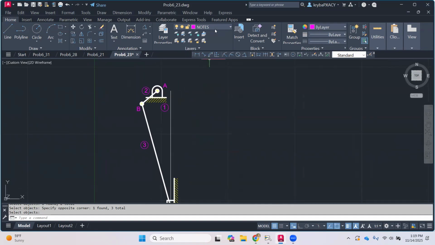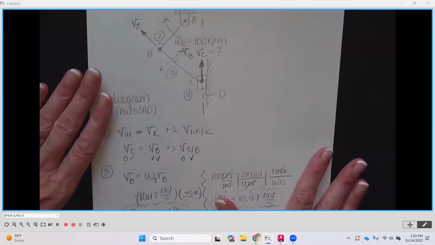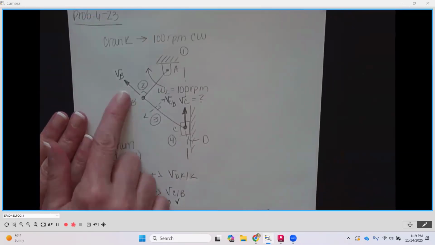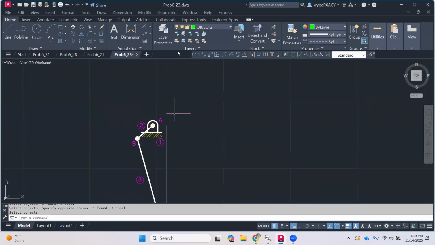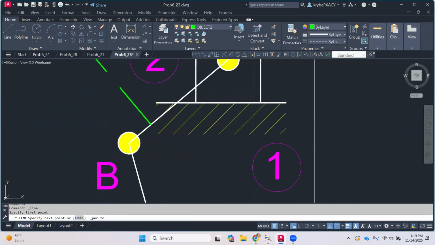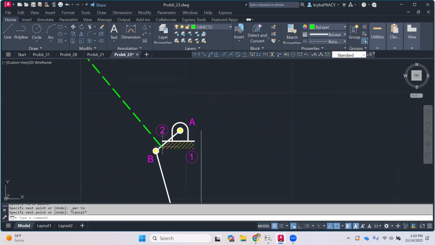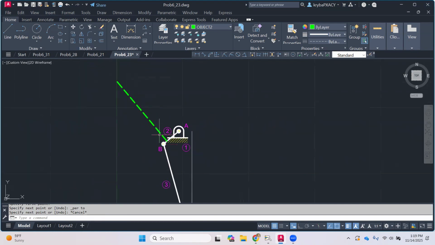Now what I'm going to do is add the directions or the orientations of my vectors. Now, I'm going to look back at what we drew earlier. So I'm going to start by putting in my velocity of B. So I'm going to go back over here. I'm going to change my layer. I have it on object 2, and I'm going to create a line, and I'm just going to go randomly out here. And I just want to do my object snaps to be perpendicular to link number 2. Okay, so that's the orientation of the line.